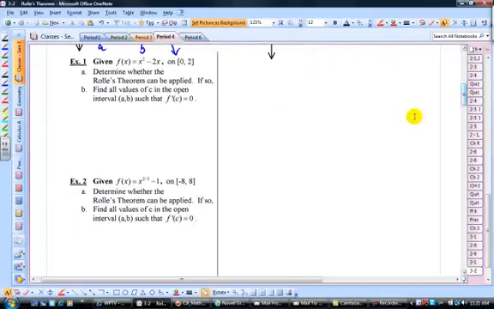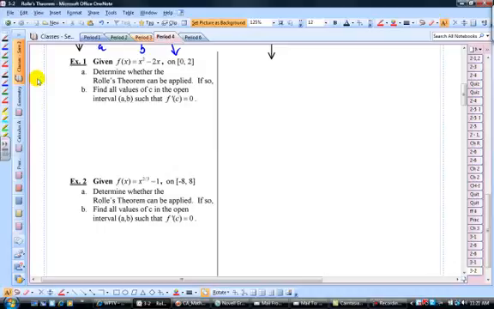Let's take a look at a real function here. The very first thing we need to do, look at part A, is that we're given this quadratic function, which, by the way, what's the special name we use for quadratics? Starts with a P? Not polynomial, but parabola, those U-shaped functions. f of x equals x squared minus 2x, on the closed interval from 0 to 2.